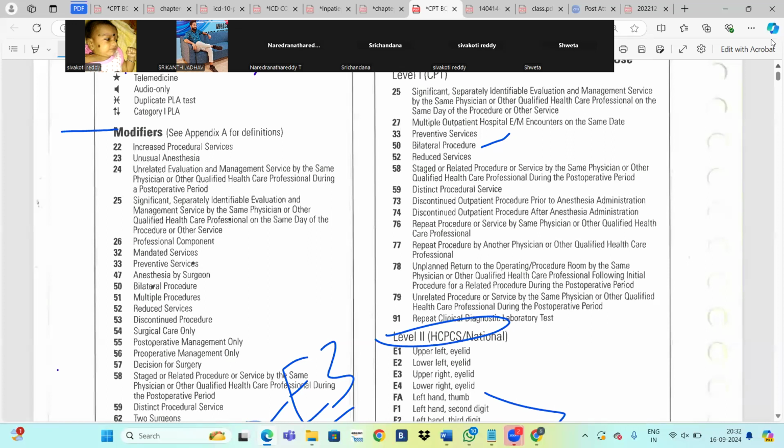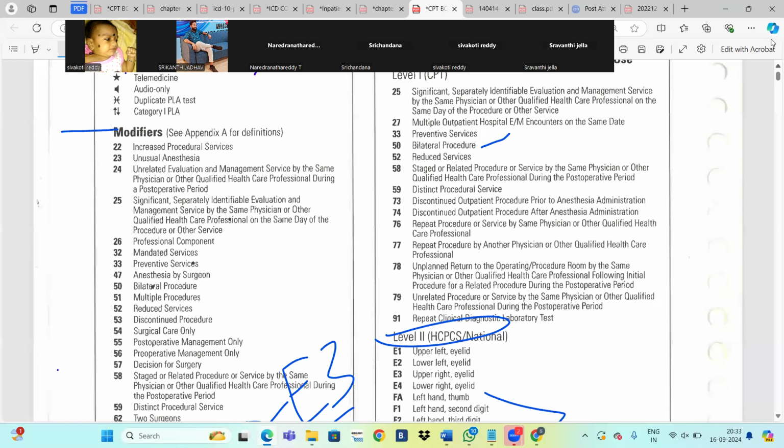So how will you code? If the physician performed foreign body removal on both eyes, you will give the 50 modifier, or you will code two times and give RT and LT. If the same procedure is performed on both sides, you need to give the 50 modifier. If they did the right side, RT; if they did the left side, LT.